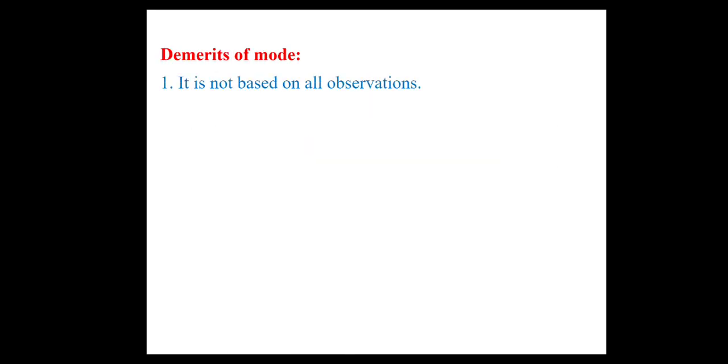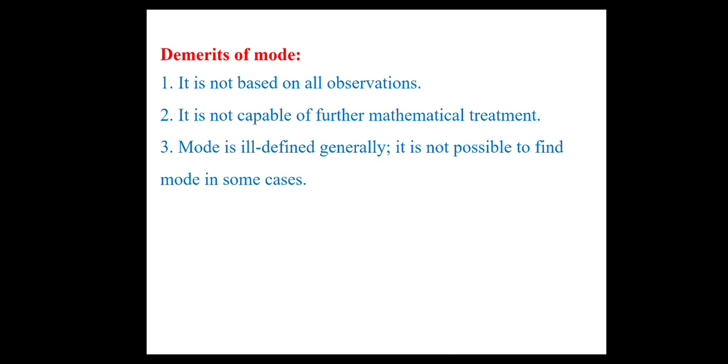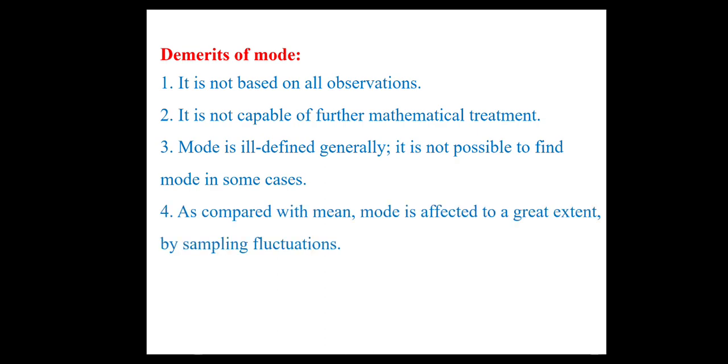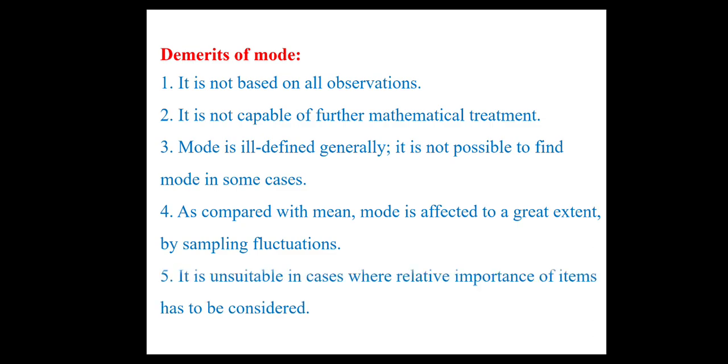Demerits. It is not based on all observations, because only the maximum number of times repeated value is taken. It is not capable of further mathematical treatment. Mode is ill-defined; it is not possible to find it in some cases. As compared with mean, mode is affected to a great extent by sampling fluctuations. It is unsuitable in cases where the relative importance of items has to be considered. These are all about mode.